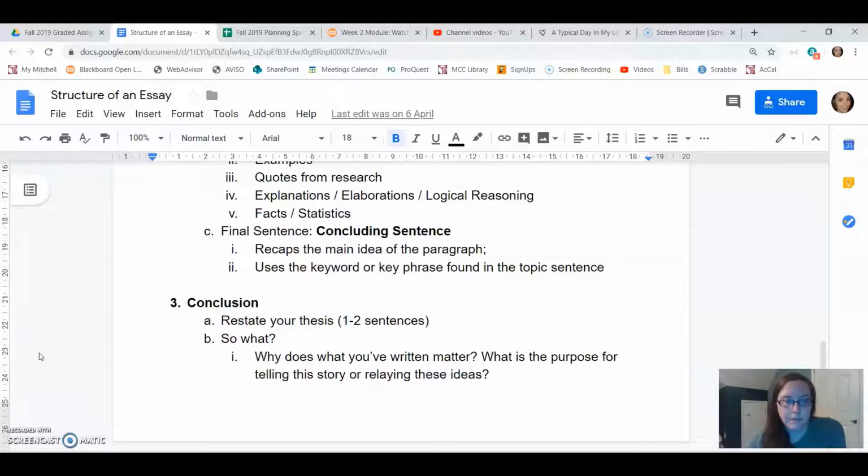Restate your thesis in 1 to 2 sentences. Don't just copy and paste it from the introduction. Make sure that you rewrite it and you rework it so that you take into consideration the ideas you've presented in your body paragraphs. The other more important thing here is, so what? Why does what you've written matter? What is the purpose for relaying these ideas to your reader? And that's I think the hardest part about a conclusion, especially when you've been given a prompt to write about. But why does it matter?